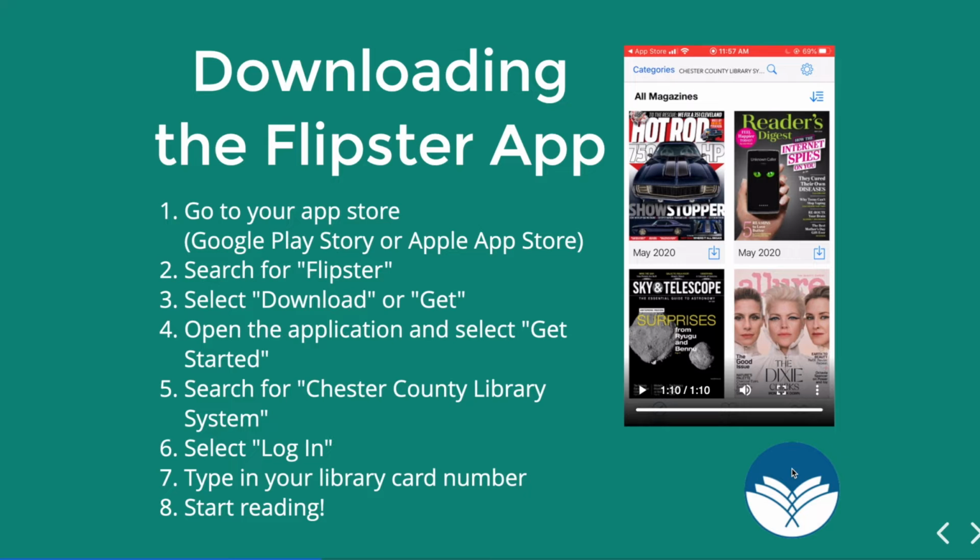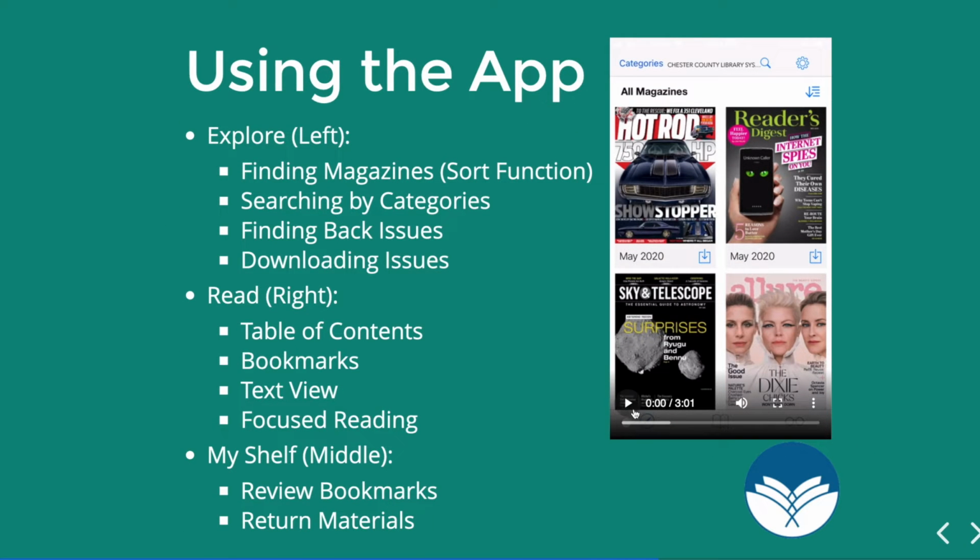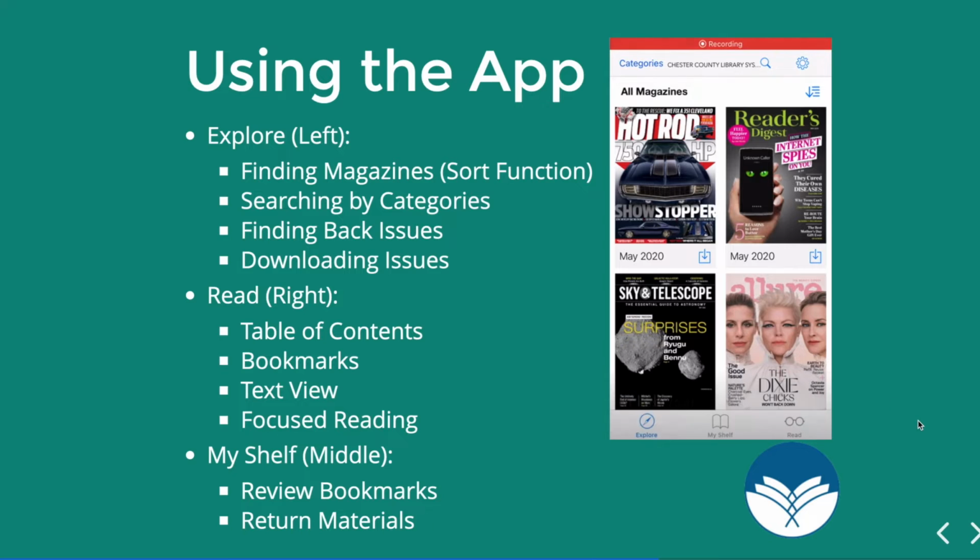So now that we're in and we are able to access the collection, I'm going to show you how to use the collection. There are 3 different functions down here at the bottom in the Flipster app. These functions are Explore, My Shelf, and Read. In the Explore function, you're able to select which magazine you'd like to read. The ones that are listed here in the home screen that you land on when you first download the app are the ones that have been most recently updated and uploaded onto the server.